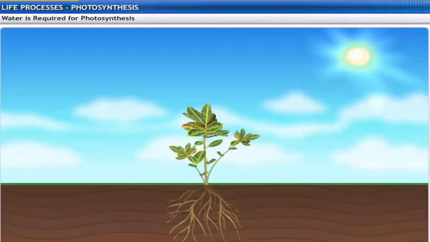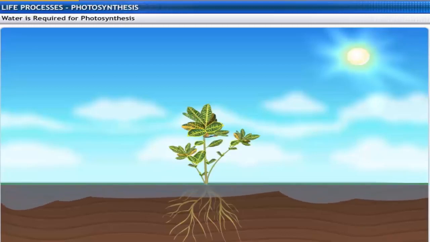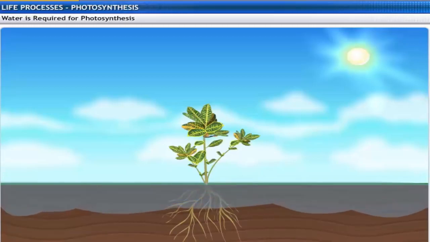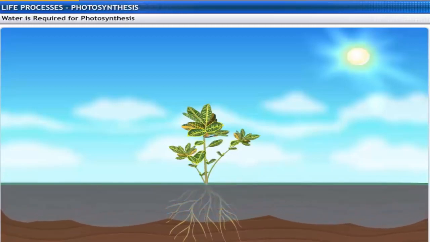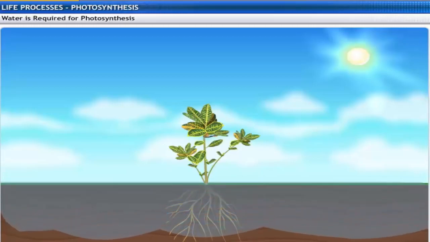Water is another important raw material required for photosynthesis. Terrestrial plants take up water from the soil through their roots. Carbohydrate formation is not possible without the presence of water.